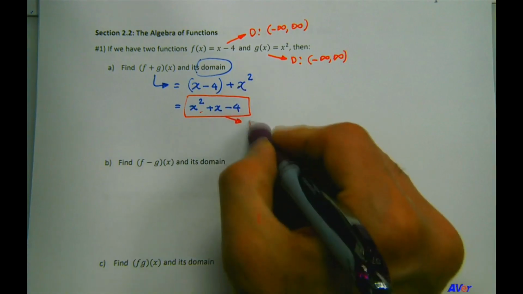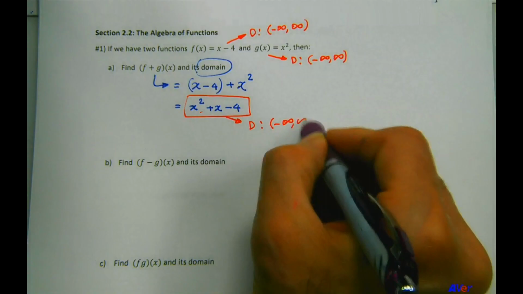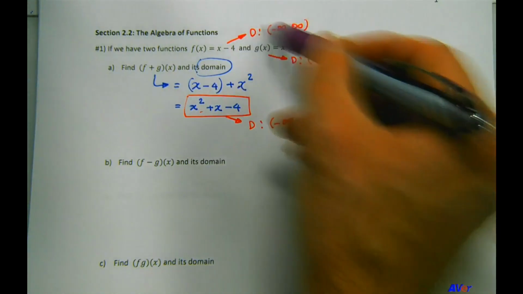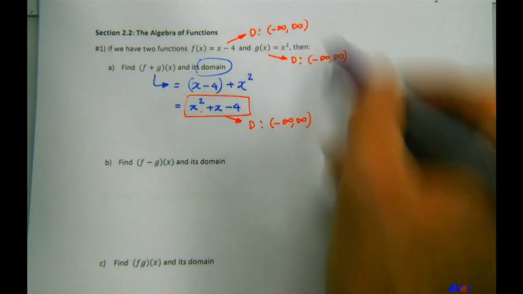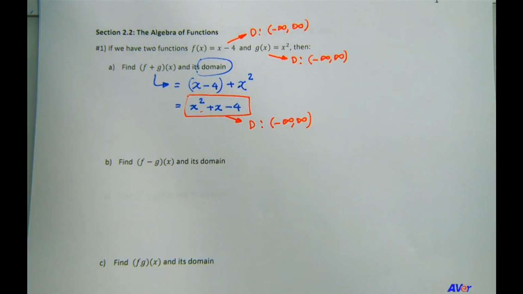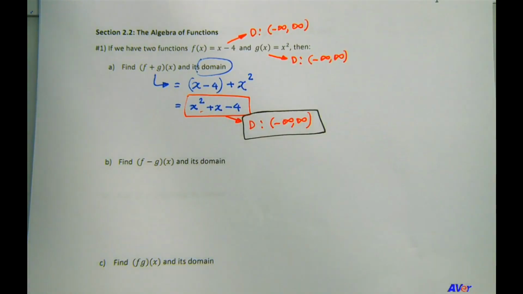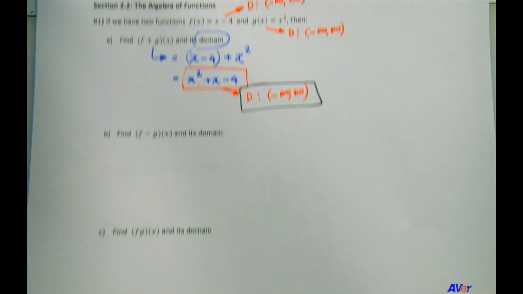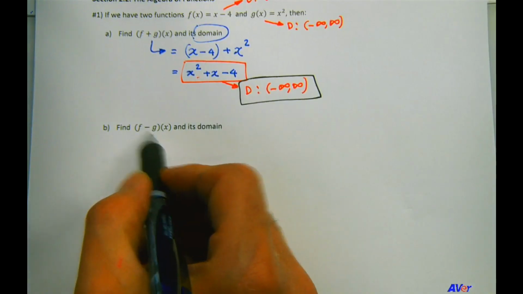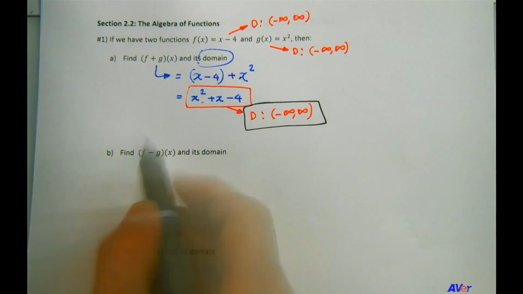So then D, or the domain of this, is also negative infinity to infinity. Now take a look at all of these. All of these agree with each other, right? So the domain of the final combined function is negative infinity to infinity. Now this one wants us to subtract those two same functions. Subtract g from f. Let's do that.